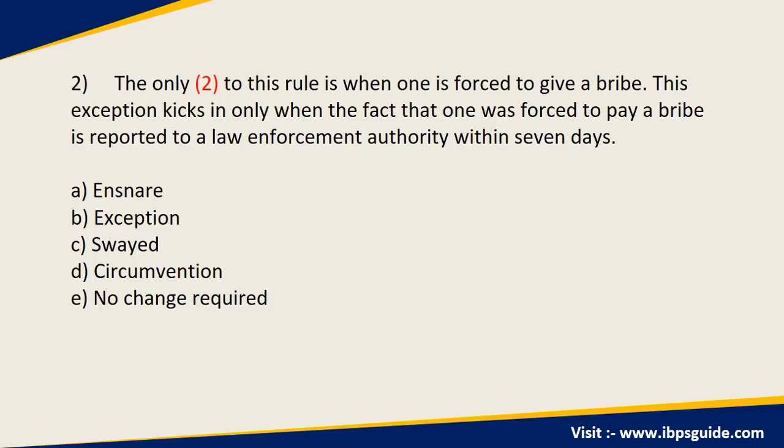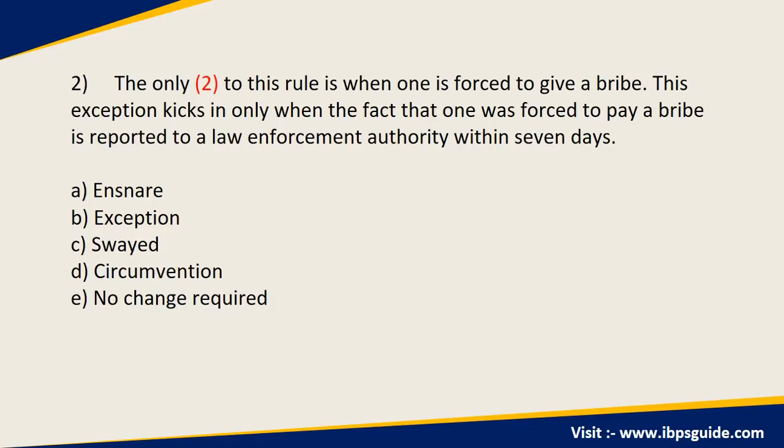So we know that an exception is a special case where we're doing things out of the ordinary. To circumvent something means to go around something, right? If you have an obstacle and you go around it, that means you are circumventing the obstacle. So in this sentence, both of these words make sense. You can say the only exception to this rule, or you can also say the only circumvention to this rule, which means the only way to get around this rule, right?